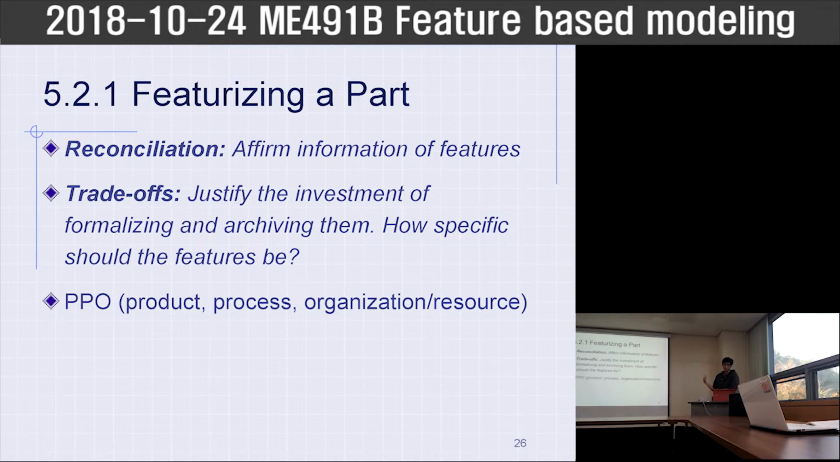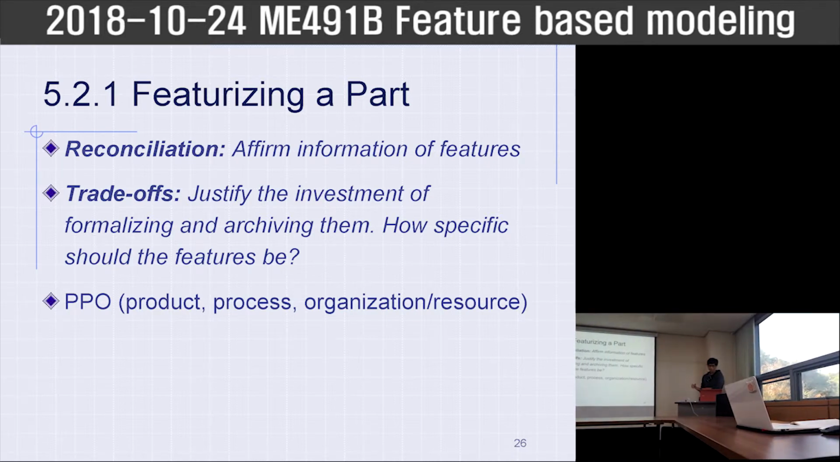So if the feature is not used often enough, we rarely use it, it's probably much faster sometimes to create it geometrically. Then how specific should the features be? If the feature is not that specific, we don't have to define the feature.